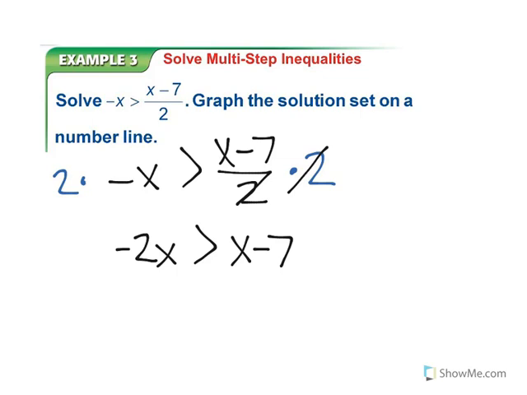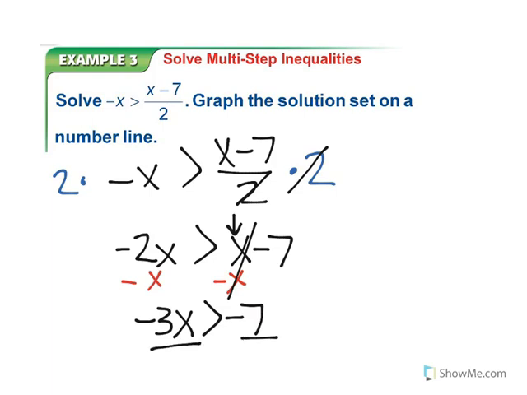The next thing I want to do is take this x that's on the right and move it to the left. Since it's positive, I'm going to do the inverse. I'm going to subtract x from both sides. Since I have negative 2x minus x, that gives me negative 3x is greater than negative 7, because these canceled out. In my last step, I'm going to divide both sides by negative 3, so I can get rid of the coefficient in front of x. And since I divided by a negative number, you have to make sure that you flip the sign.